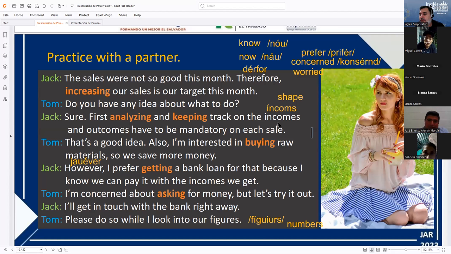Try it out, teacher. Let's try it out. Let's do it. Intentémoslo. Literalmente es intentémoslo. Let's try it out. Or probemos. Right? Probemos. Let's try it out.